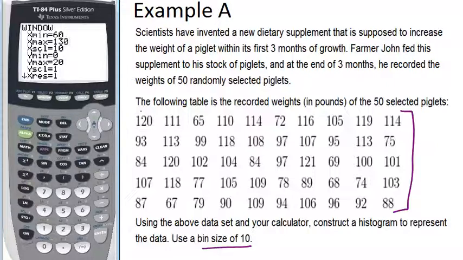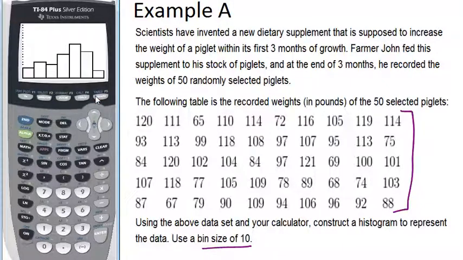Once you have all of that set up, we can go into Graph, and we see our histogram. So this is a histogram. The bin size is 10, and we're good for example A. Now let's go on to example B.